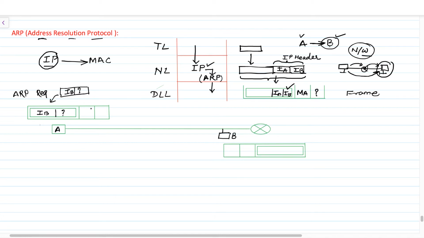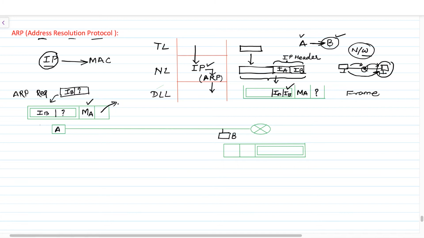Before forwarding this packet to B, it is going to mention its own MAC address as the source MAC address, because B will reply to this address only. In hop to hop delivery, a MAC address is required. So that is why the source is mentioning its own MAC address. While in the destination MAC address, again it is unknown.